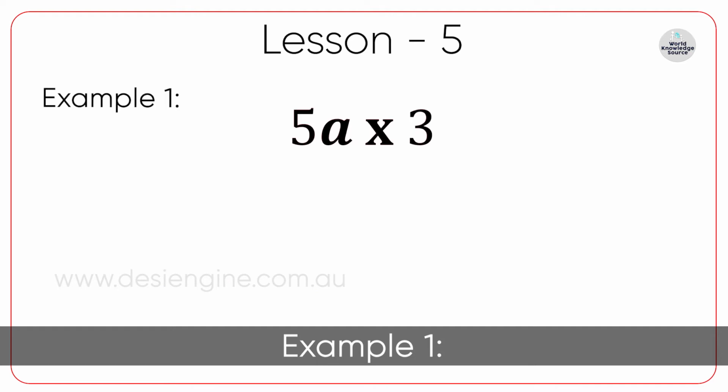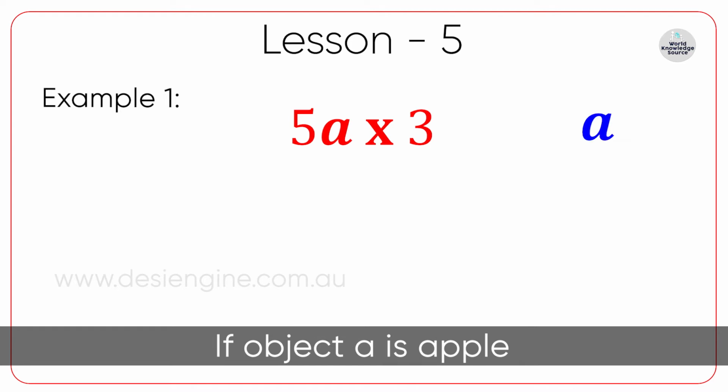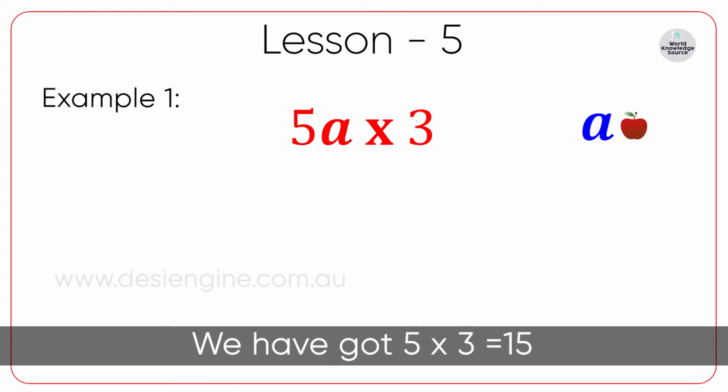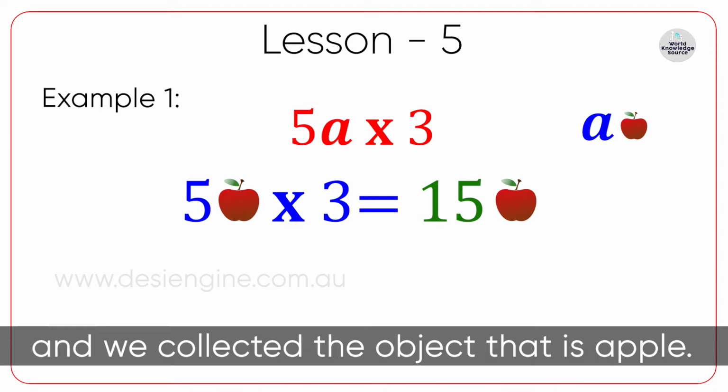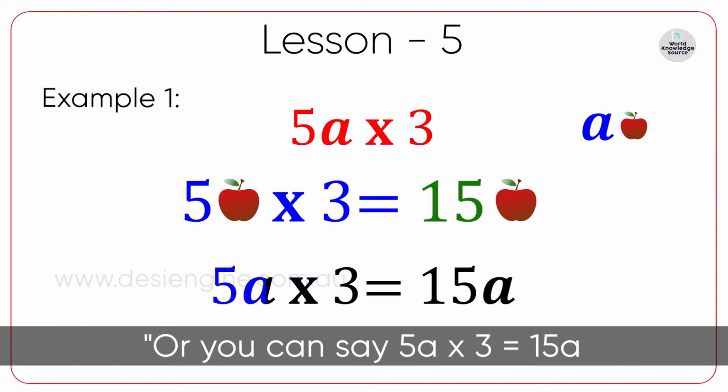Example 1. 5a times 3. If object a is apple, we have 5 times 3 equals 15, and we have collected the object that is apple. Or you can say 5a times 3 equals 15a.